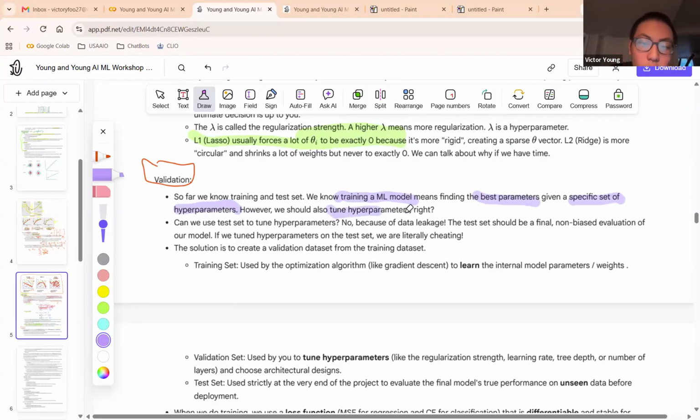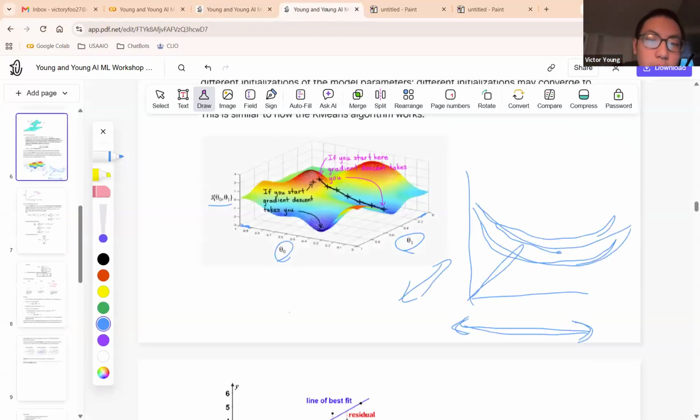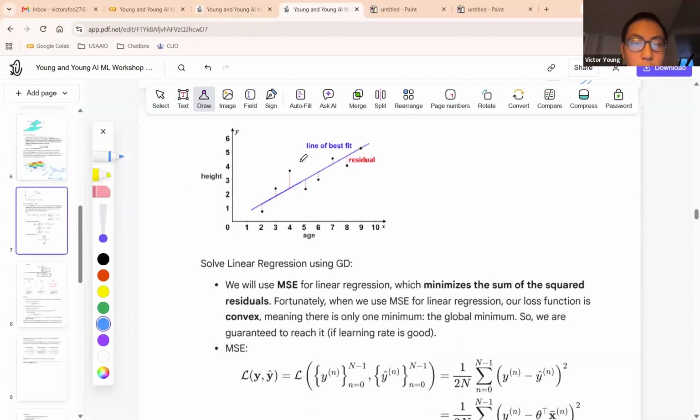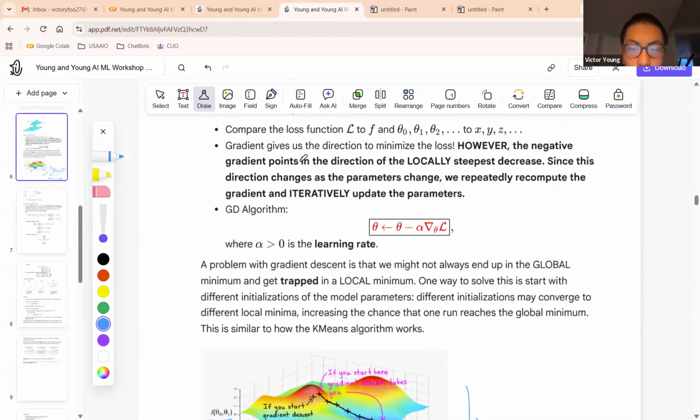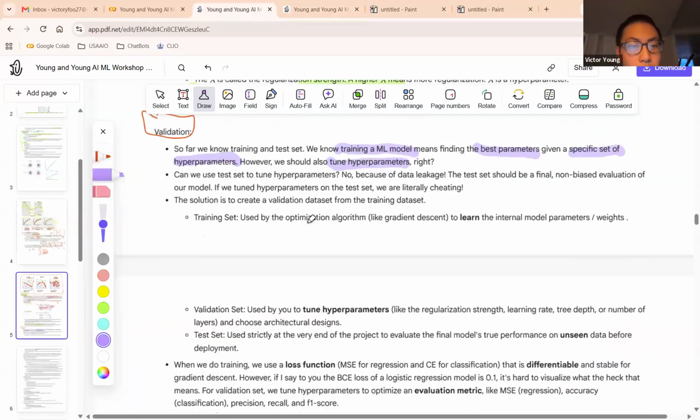However, we should also be able to tune hyperparameters, right? For example, yesterday we learned linear regression. In linear regression, we know that a hyperparameter is the learning rate, this alpha right here. So we should be able to change this alpha. Maybe the step size is too big, or maybe the step size is too small, right? So how do we do that? Can we use the test set to tune these?